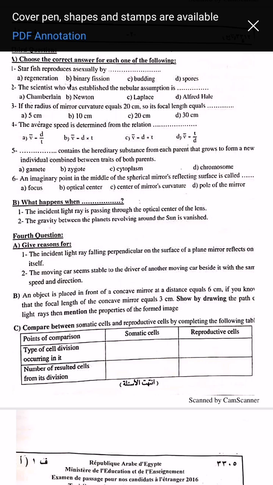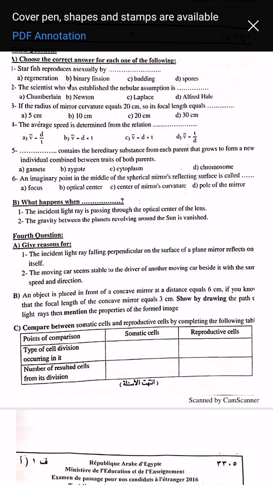Number 2, the moving car seems stable to the driver of another moving car beside it with the same speed and direction. The answer: because the relative speed equals 0. The relative speed of the second car relative to the first car equals 0.